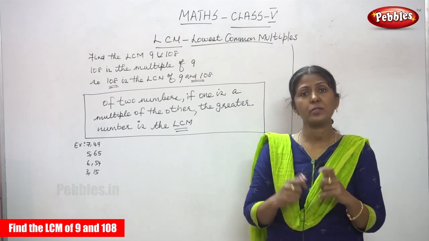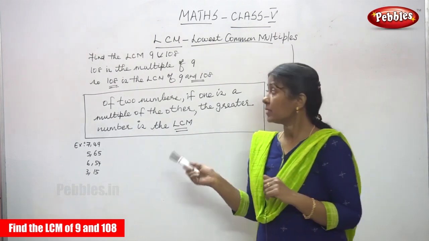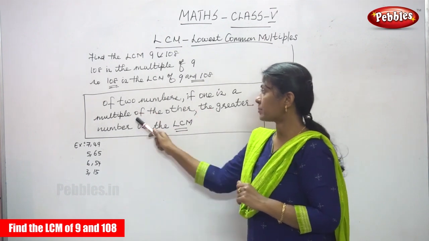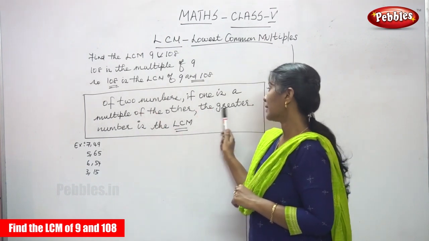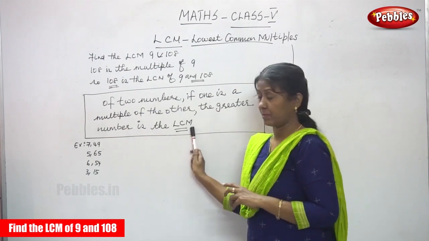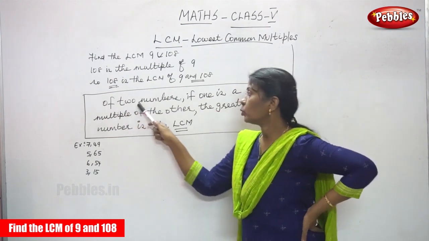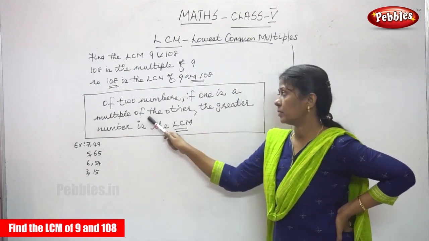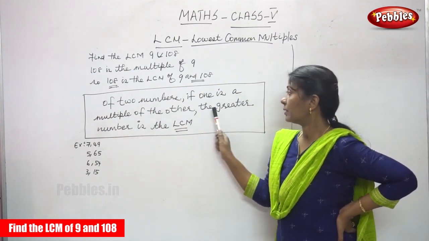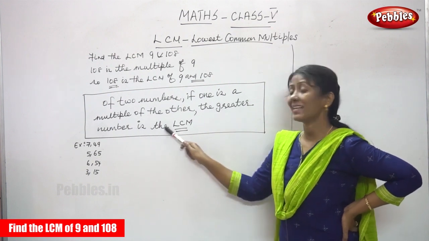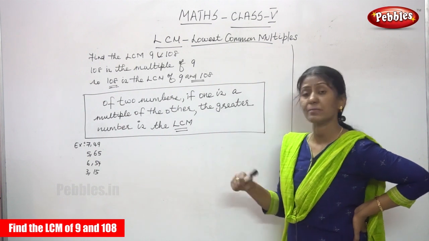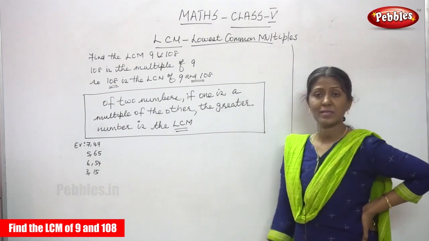Now we are going to see a new rule of LCM, that is, of two numbers, if one is a multiple of the other, the greater number is the LCM. I'll repeat, of two numbers, if one is a multiple of the other, the greater number is the LCM. So what is the meaning of two numbers? If one is a multiple of the other, the greater number is the LCM.